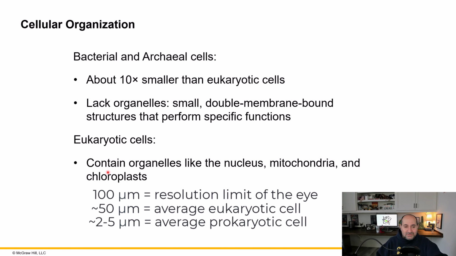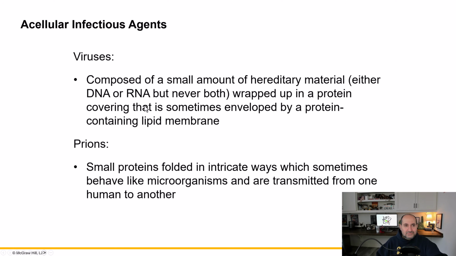Again, eukaryotic cells contain membrane-bound organelles like the nucleus, mitochondria, and chloroplast. Bacterial and archaeal cells only have non-membrane-bound organelles such as the ribosome or the nucleoid. And again, remember, viruses and prions are not alive. These are known as acellular, that means non-cellular, infectious agents. These are not organisms. They are not alive.